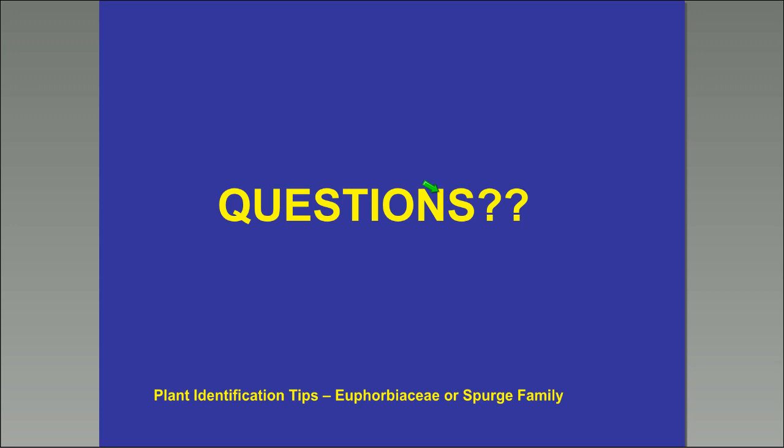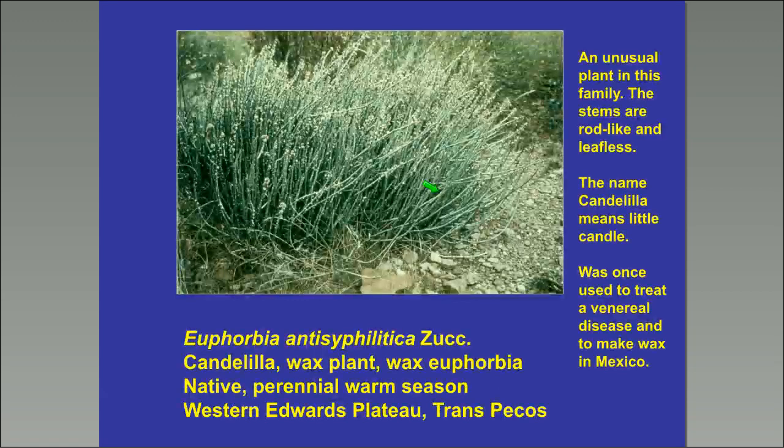And so we'll continue with our plant identification tips of the Euphorbiaceae, or the Spurge family. Many of the members of this family are kind of unique looking. Here is a plant that grows on the western edge of the Trans-Pecos and out into Mexico and a little bit into New Mexico.